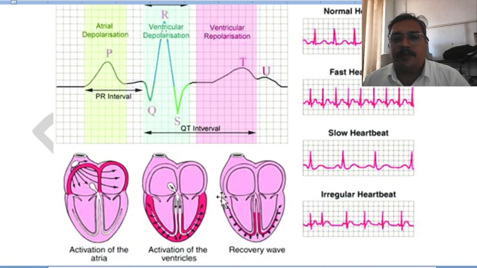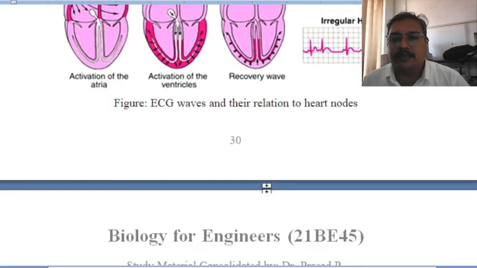Based on the activation of the atria, when the heart pumping starts, this is the initial stage. The second stage is the activation of the ventricles, and the third stage is a recovery wave. So these types of waves will be there. If it is a normal heartbeat, a normal person without any problem, the heartbeat will continuously be of this nature. If it is a fast heartbeat, you can see the difference. If it is a slow heartbeat, you can also see the difference. An irregular heartbeat is also represented there. There is no continuity, the same waves do not continue, therefore some irregularity is there in our heart.